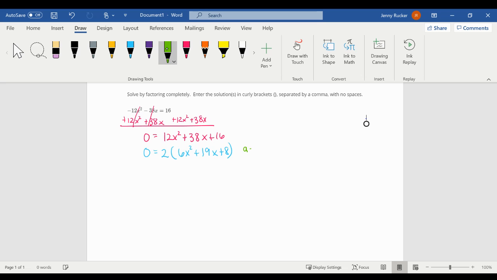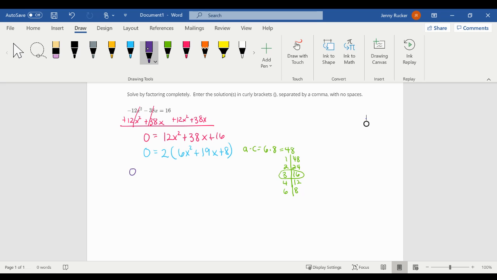So I'm going to do a times c, which is 6 times 8 for the trinomial I'm trying to factor, which is 48. So if I'm thinking about factors of 48, that's 1 and 48, 2 and 24, 3 and 16, 4 and 12, 6 and 8. I need factors that'll add to get to 19, so I'll use 3 and 16, and they'll both be positive.